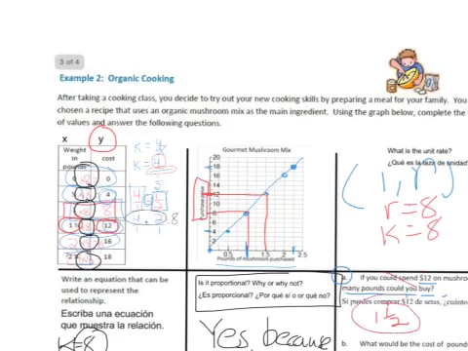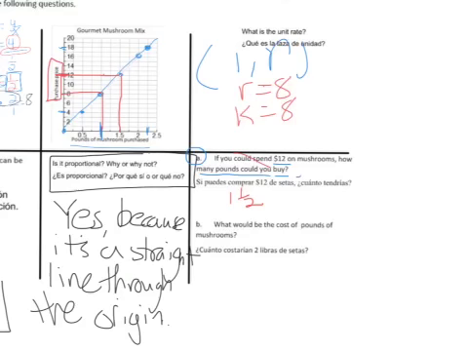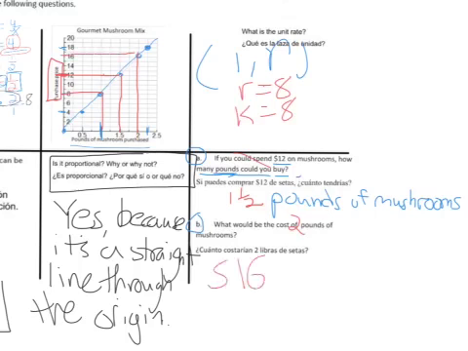There's that 1.5. Now we're just going to write in our units. How many pounds can you buy? So 1.5 pounds of mushrooms. Part B. What would be the cost of 2 pounds? Let me just put in that 2 there. Sorry about that. What would be the cost of 2 pounds of mushrooms? So we can look at 2 on the graph and follow it over to 16. So it would be $16 for 2 pounds of mushrooms.